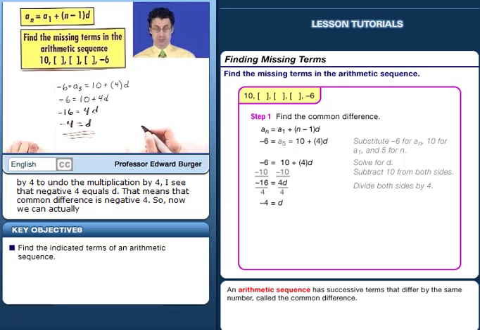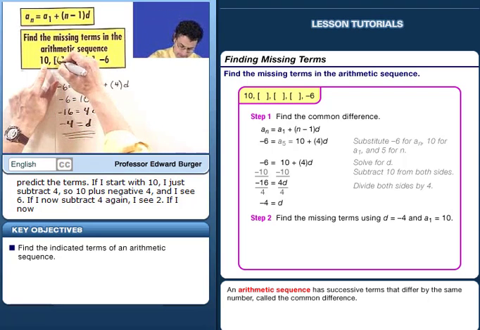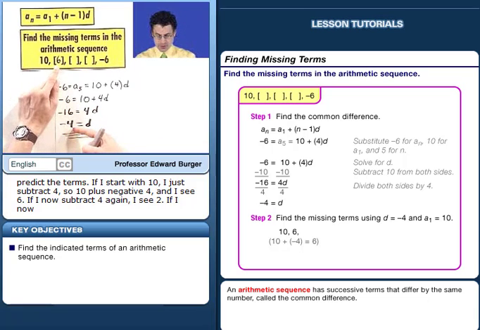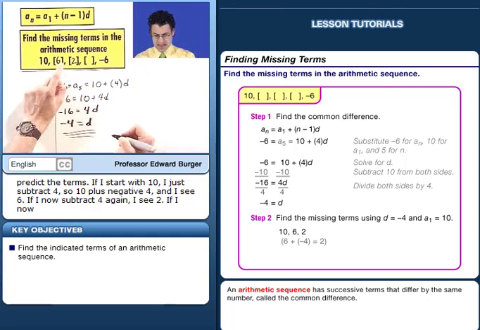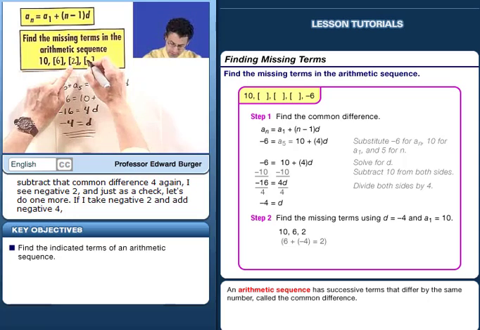So now we can actually predict the terms. If I start with 10, I just subtract 4, so 10 plus -4, and I see 6. If I now subtract 4 again, I see 2. If I now subtract that common difference 4 again, I see -2.